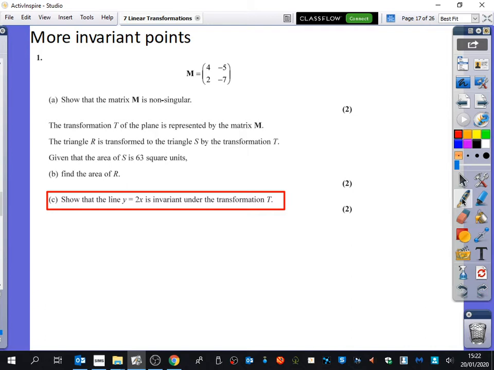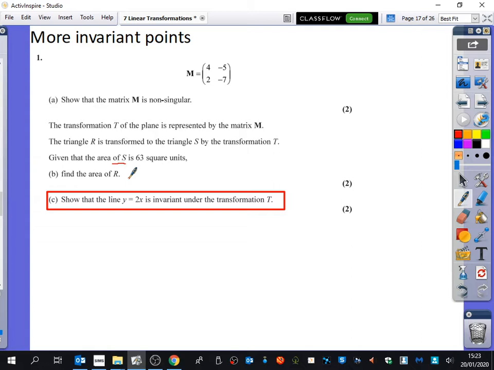We've then got that the transformation T of the plane is represented by the matrix M. So the triangle R is transformed to the triangle S by the transformation T. In other words, they're doing this matrix to this triangle to get this triangle. Given that the area of S is 63 square units, find the area of R. So are they wanting us to do the enlargement, scaling up, or are they wanting us to go backwards to the object? They want us to go backwards to the object. So you would need to be careful there.